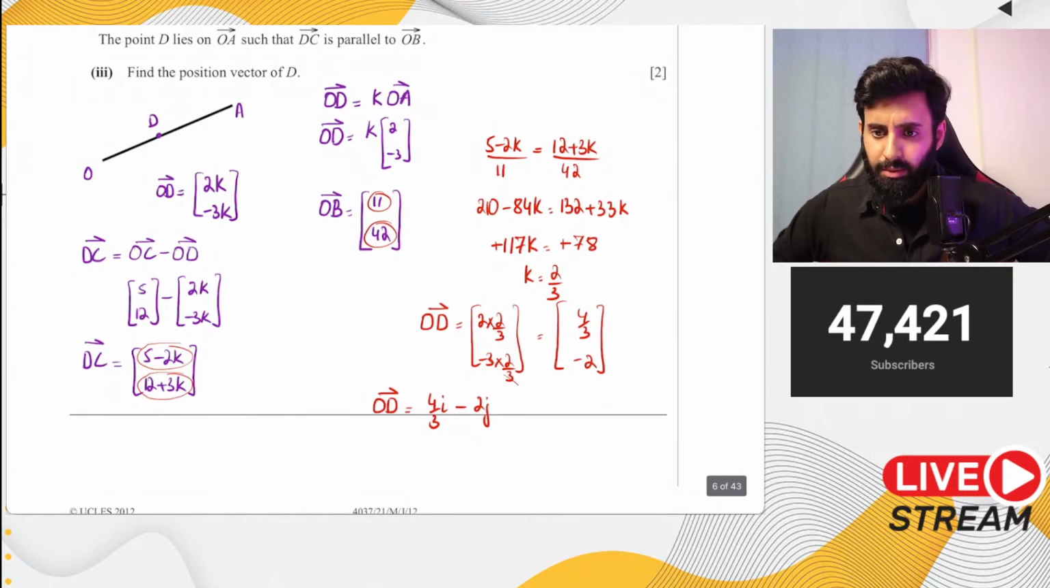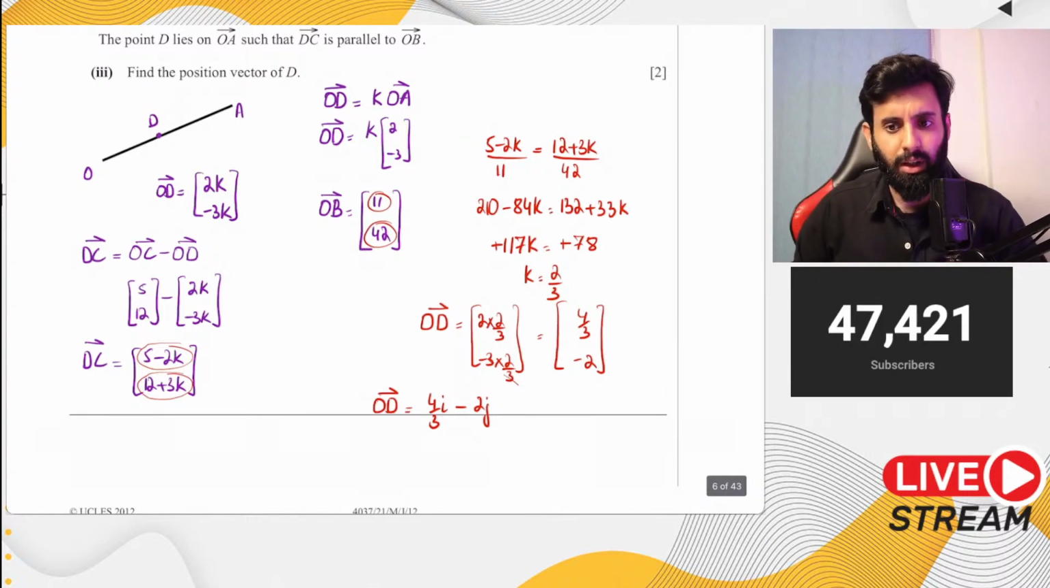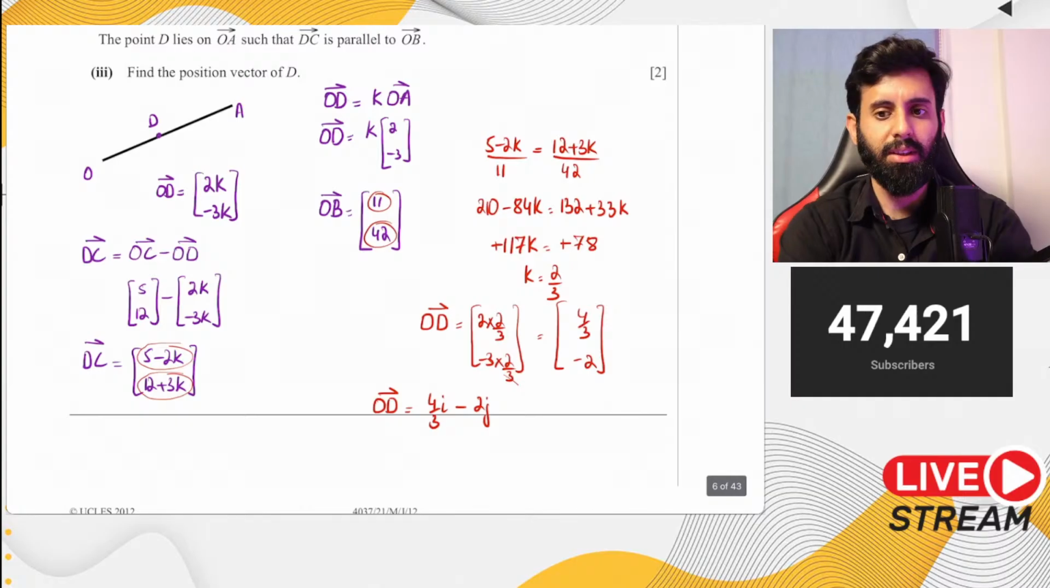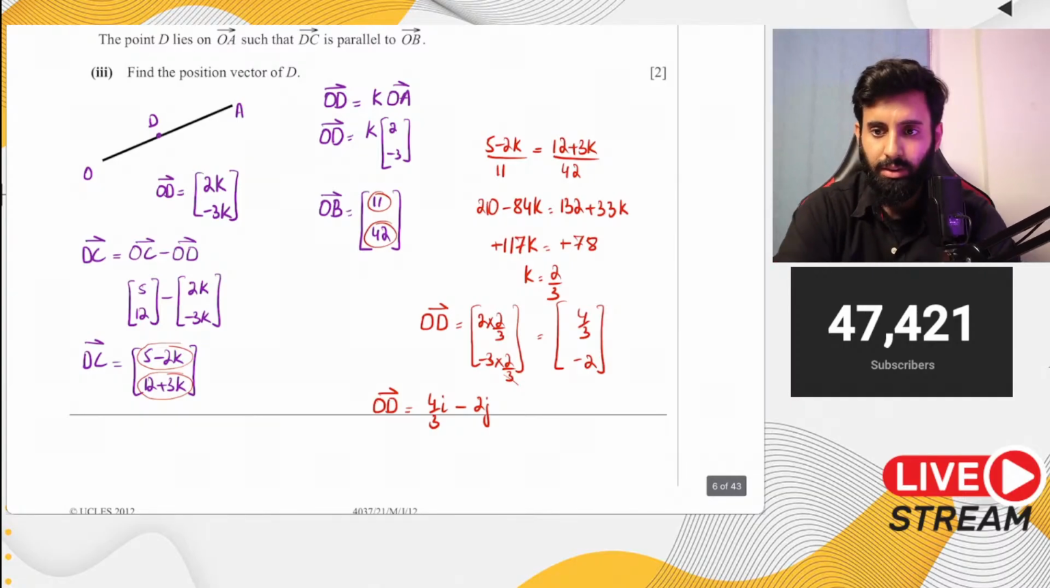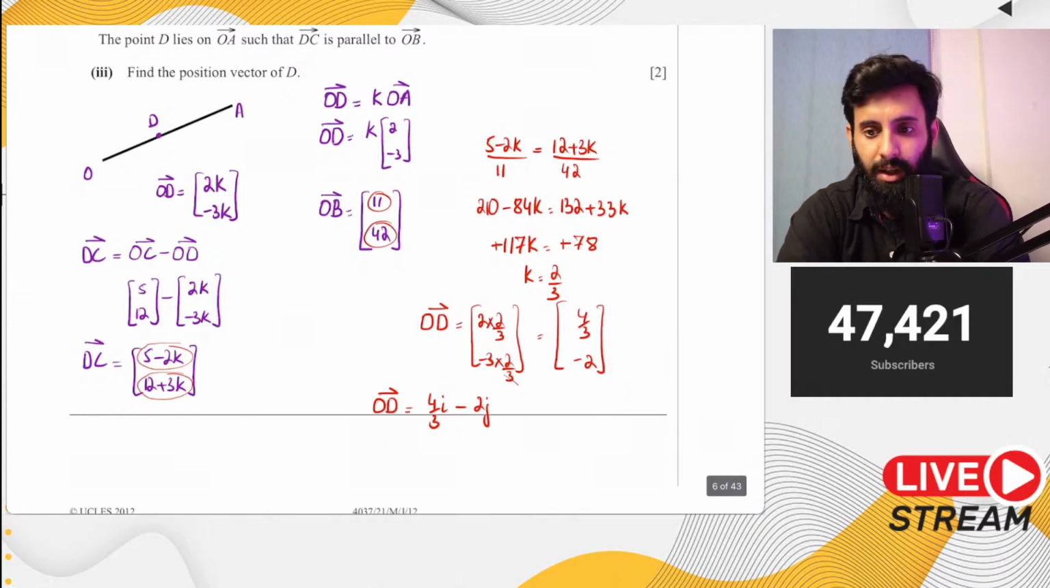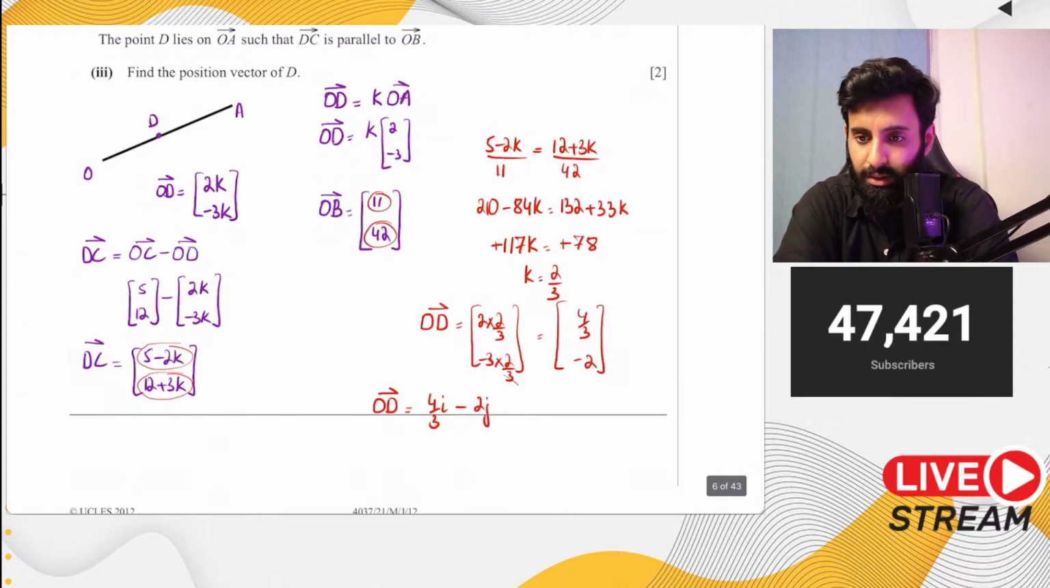Sir, why are we dividing but not equating? Okay, the reason why we're dividing is because it says they're parallel. Now, when two vectors are parallel, what does that mean? That means the ratio of their components will be the same.